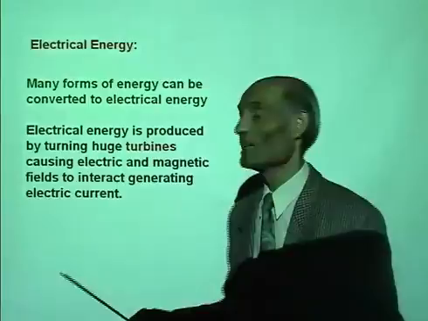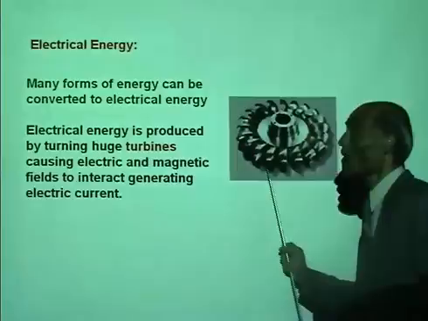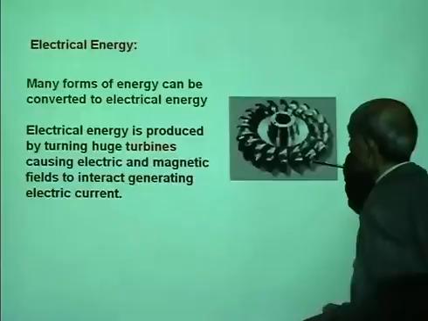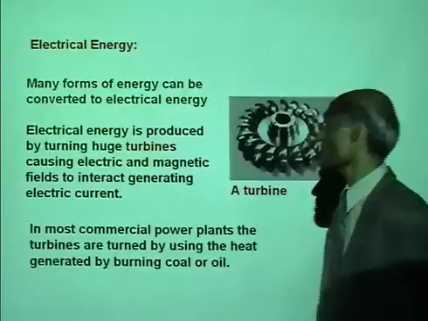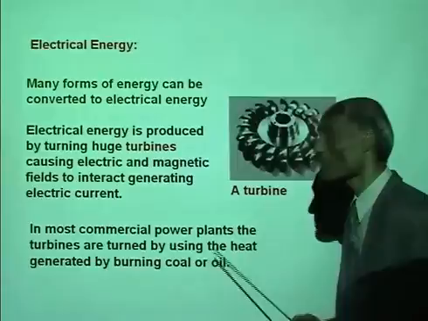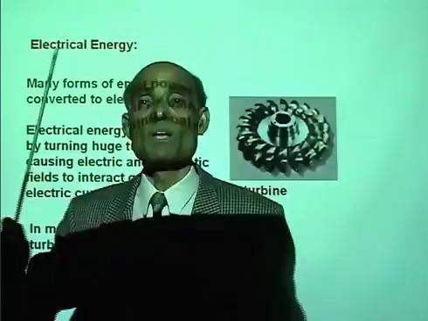Now, this is a picture of a turbine. You can see how it is constructed. It is constructed in such a way that steam injected onto this can rotate it. So this is a steam turbine. Now, in most commercial power plants, the turbines are turned by using heat generated by burning coal or oil. It is the pressure of the steam that rotates the turbines.